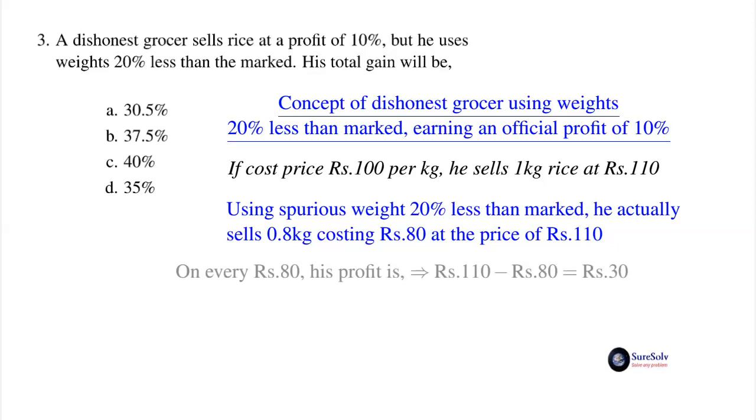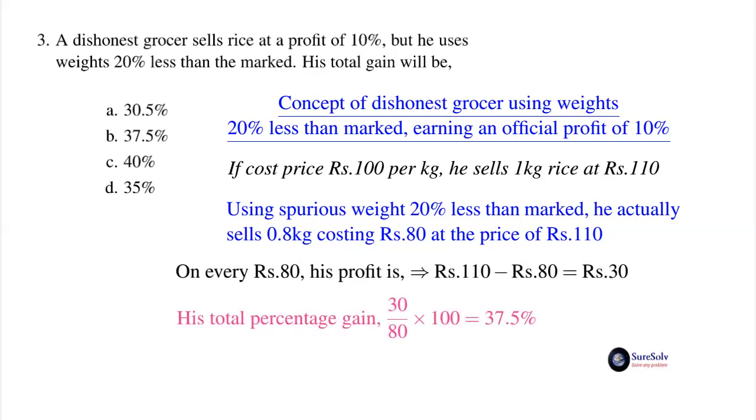On every ₹80 then, his profit is ₹30. His total percentage gain is 30 times 100 divided by 80 equal to 37.5%. Answer is option B, 37.5%.